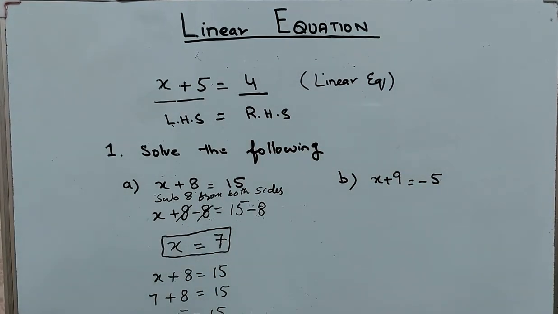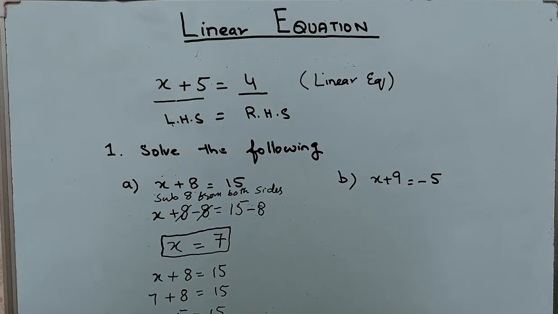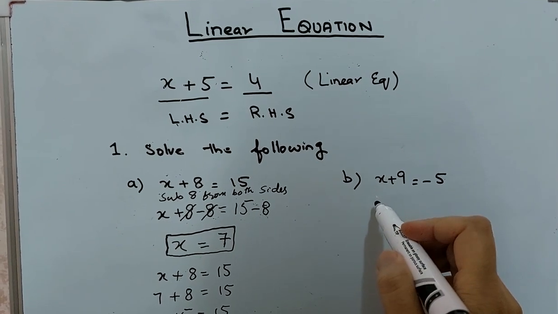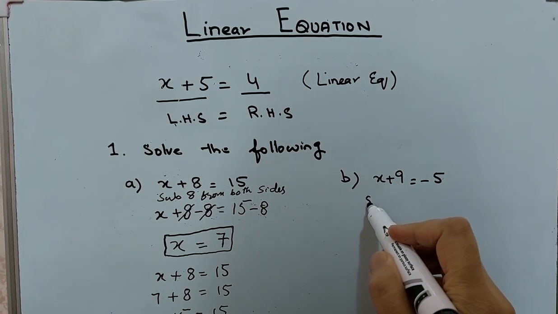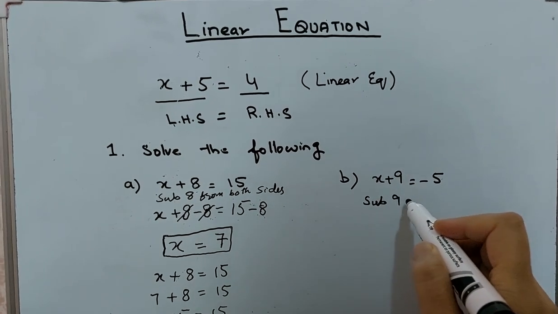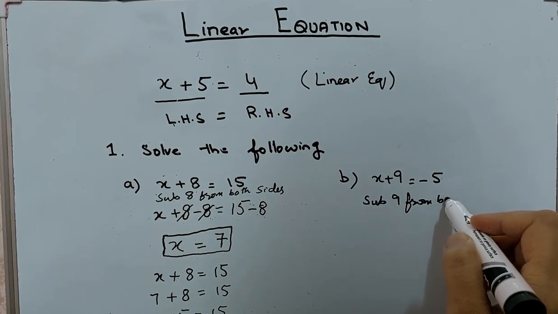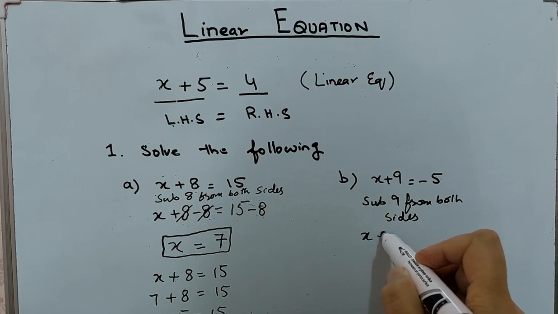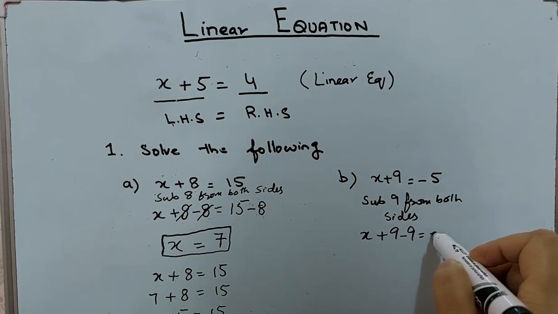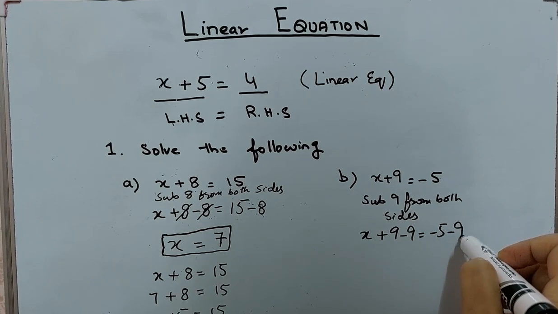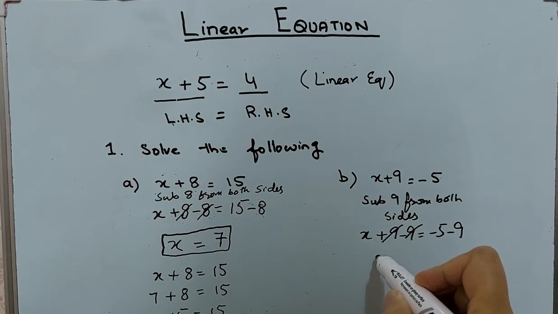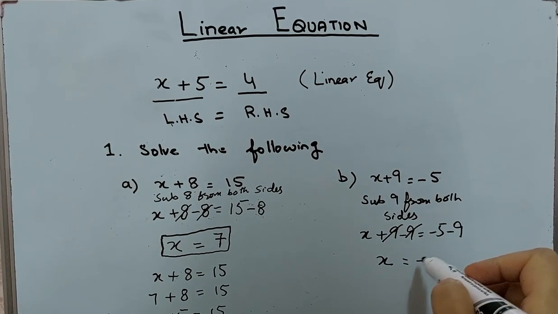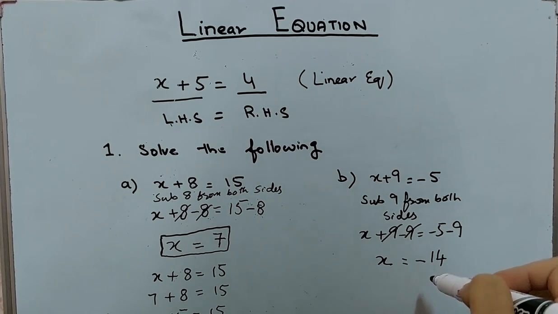Now we'll start part B. x plus 9 is equal to minus 5. Again we have to find only x here. So here is plus 9. We have to subtract 9 from both sides. So minus 9 on the left, and minus 5 minus 9 on the right. These two cancel each other. What is left? x is equal to minus 5 minus 9, which is minus 14. So x is equal to minus 14.